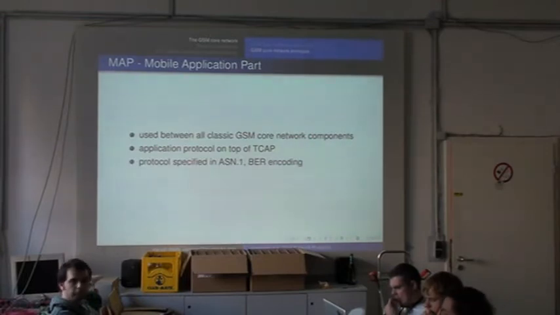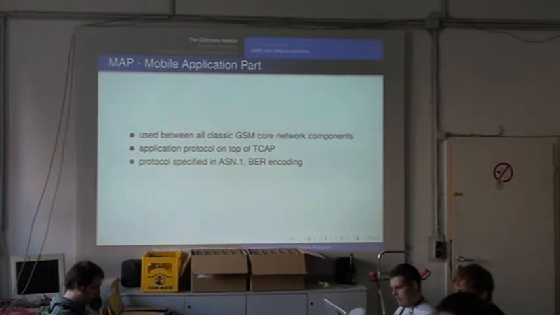IS-41 is some sort of an analog for MAP in the US world, used for AMPS, for CDMA, etc. So it uses point codes directly from the application layer. That's okay for, I'm sorry, I made a mistake, it's okay for American-based mobile systems, but it has nothing in common with GSM.